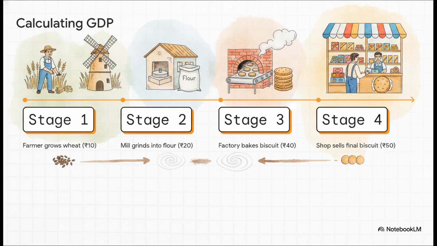A farmer grows wheat for 10 rupees. A mill grinds it into flour for 20. A factory bakes a raw biscuit for 40. And finally, a shop sells the packaged final biscuit to a consumer for 50 rupees. When the National Statistical Office actually calculates GDP, we only count that final 50 rupee biscuit value. Why? Well, because that 50 rupees inherently includes the value added at every single previous intermediate step. If we added the 10, the 20, the 40, and the 50 all together, we'd literally be counting the exact same wheat 4 times. Make sense?